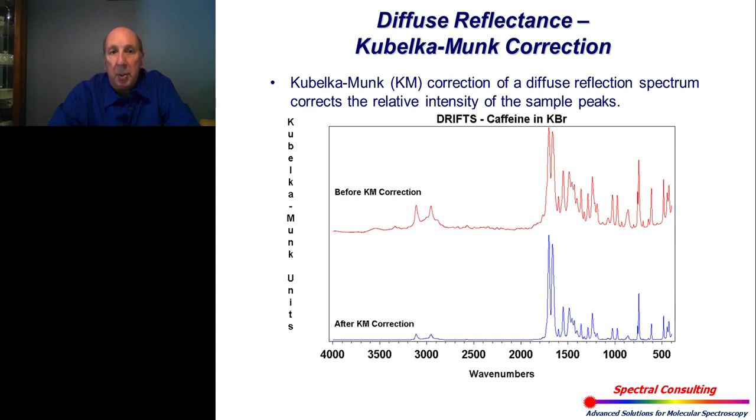The first spectrum is before KM correction in the red trace. The second spectrum in the blue is after KM correction. And we can see how it sharpens up the bands, reduces the intensity a little bit, and basically corrects it for the differences that occur between diffuse reflectance and transmission.